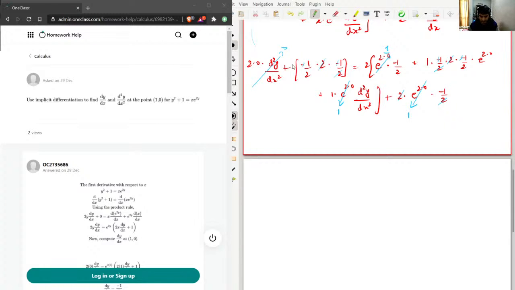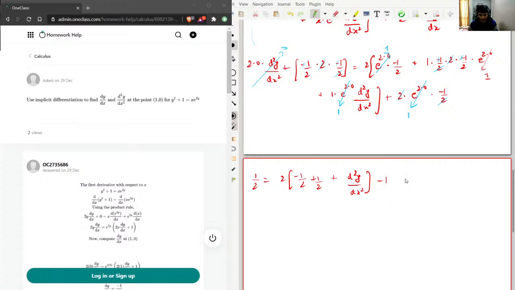So this term is gone. This will be 1 over 2. Then 2 times this will be negative 1 over 2. This minus minus cancel, positive 1 over 2. Again this term will be 1. So this is positive 1 over 2 and these both will equal to 0. And plus we have 1 times d square y by dx square, and this will be minus of 1.